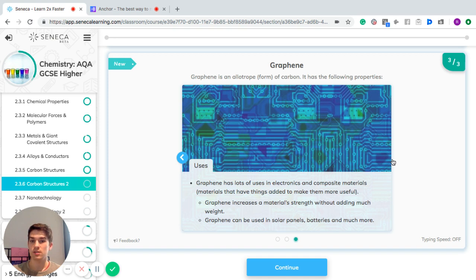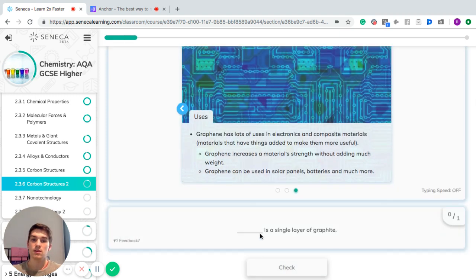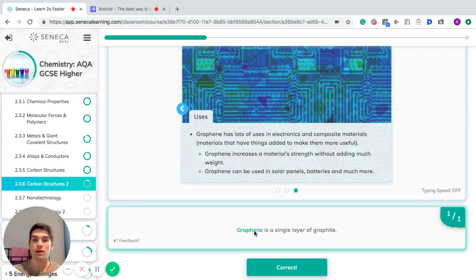Now, composite materials are just materials that have things added to make them more useful. And the reason graphene is good for those products is because graphene increases the material's strength without adding much weight. And also graphene can be used in solar panels, batteries, and much more. So remember that graphene is a single layer of graphite.